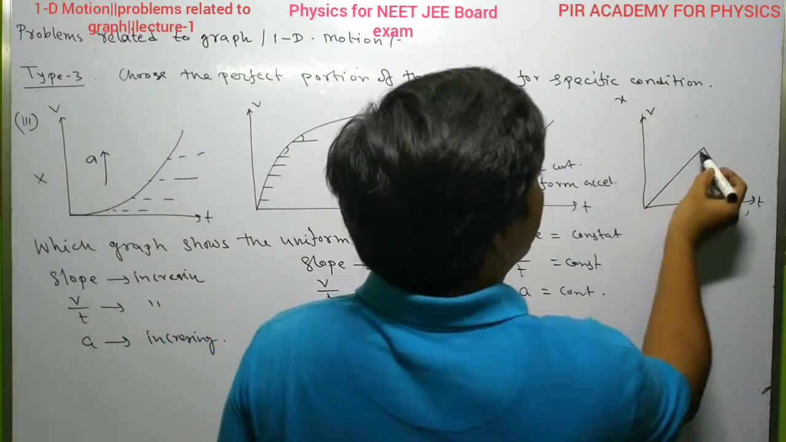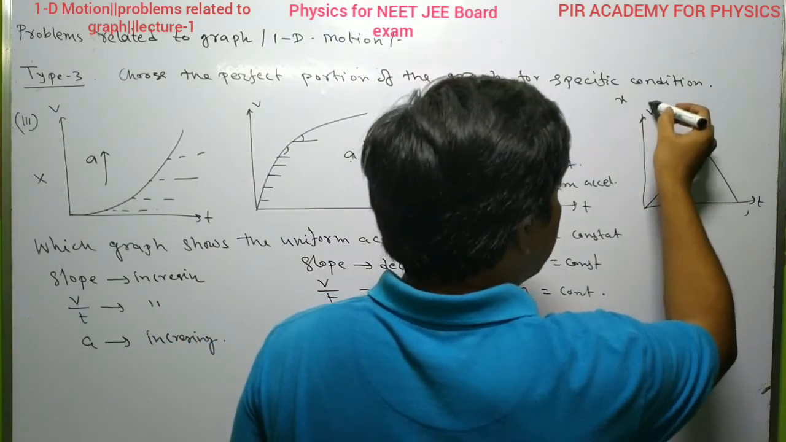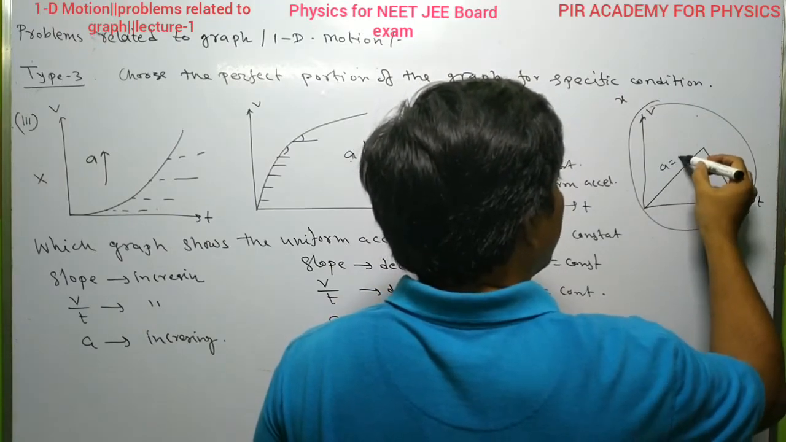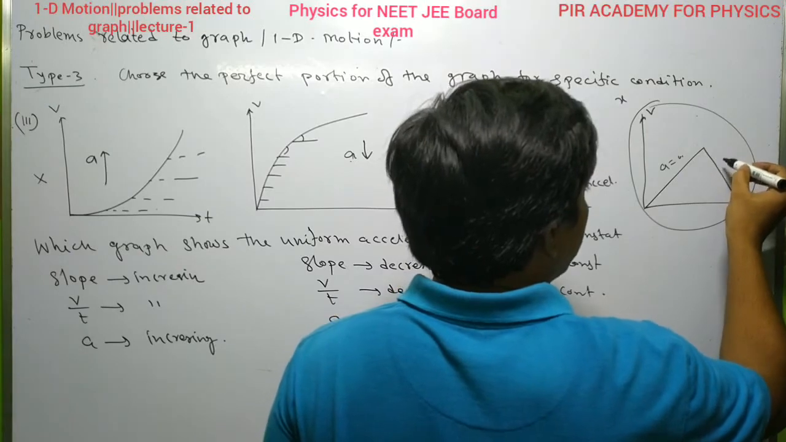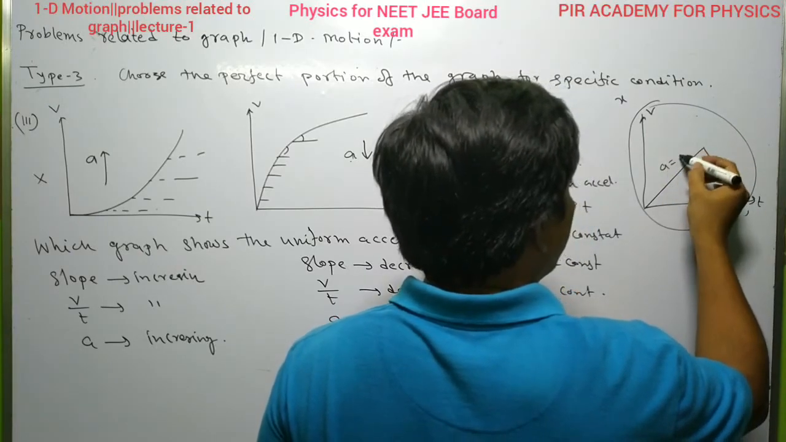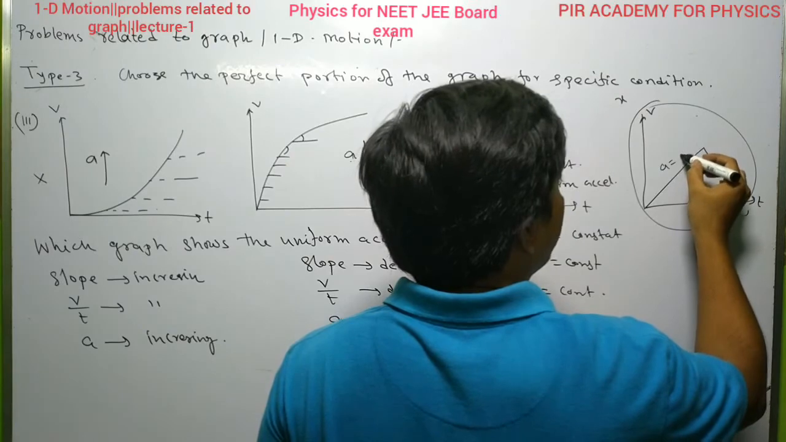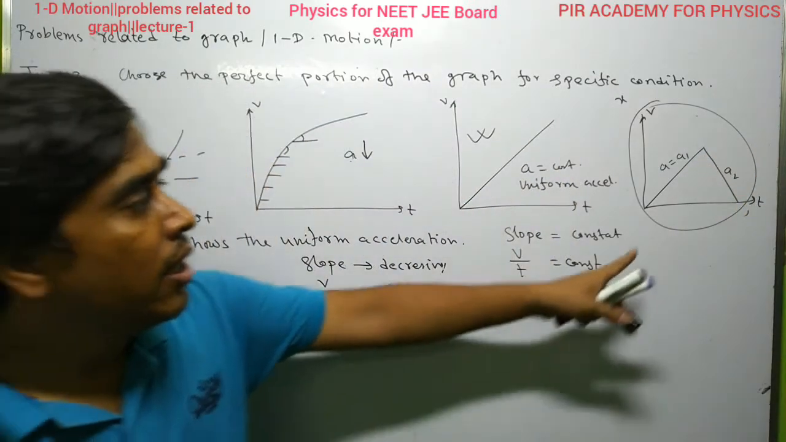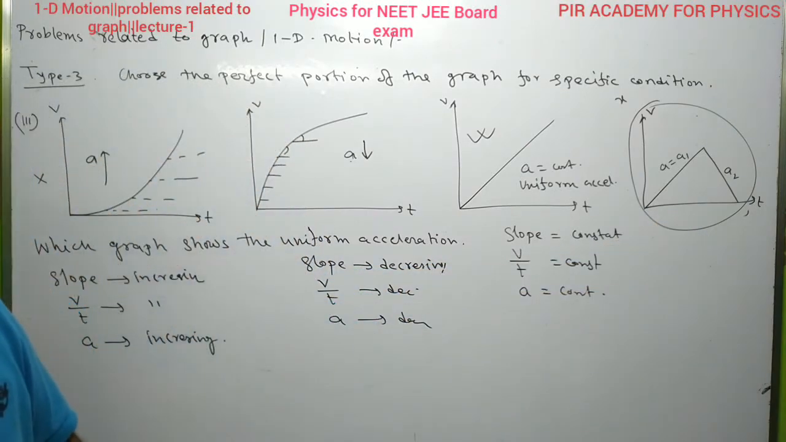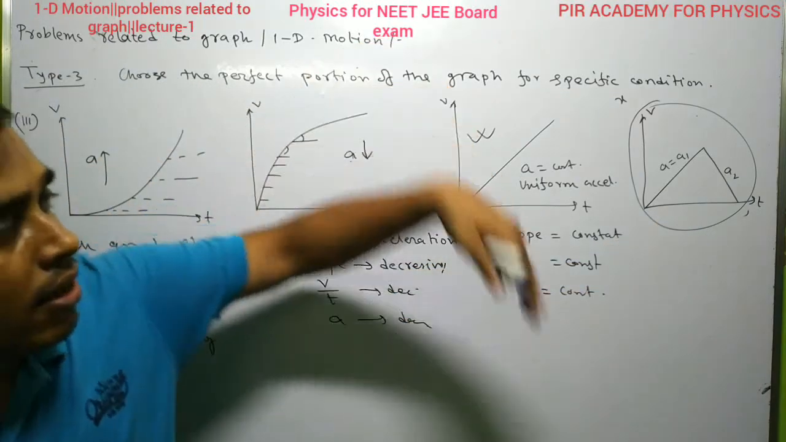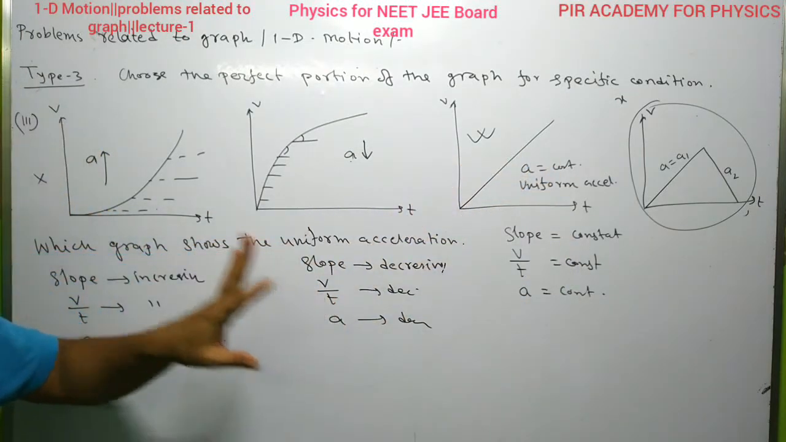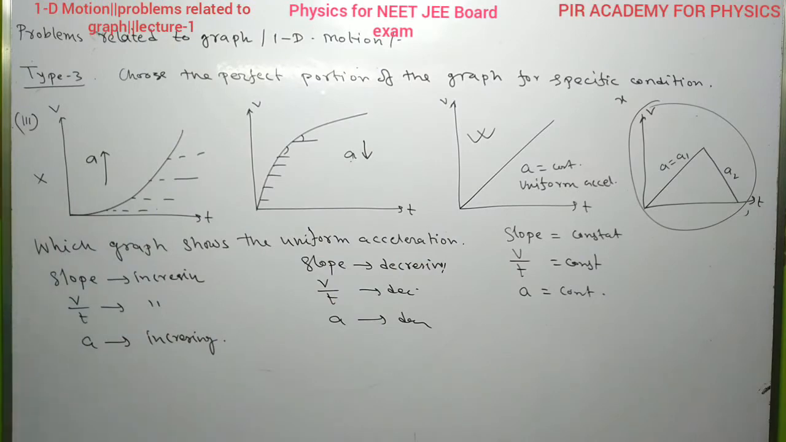Here this is uniform, the other is not. So for the whole journey it is not a uniform acceleration. Here acceleration is constant, here acceleration has another value. Suppose the value is a1 here and a2 here. So in the whole journey there are two uniform accelerations, while the acceleration there is a deceleration. So in this condition this graph shows the uniform acceleration. So this is type 3.